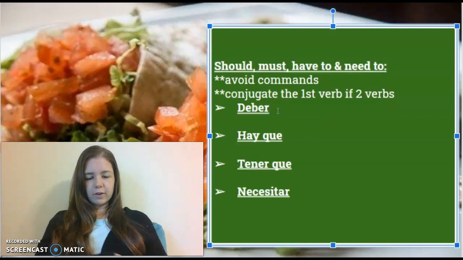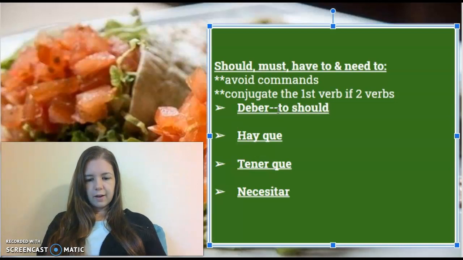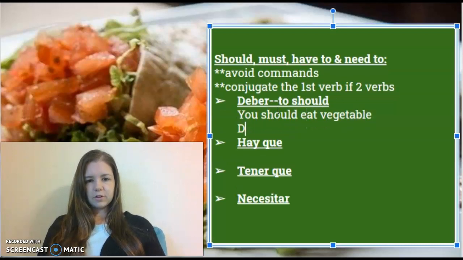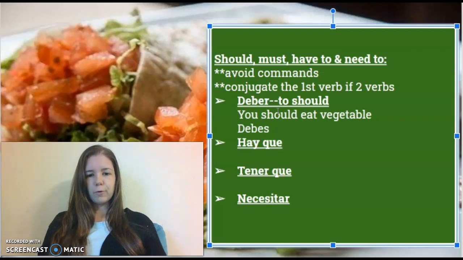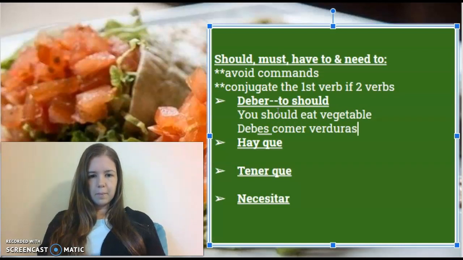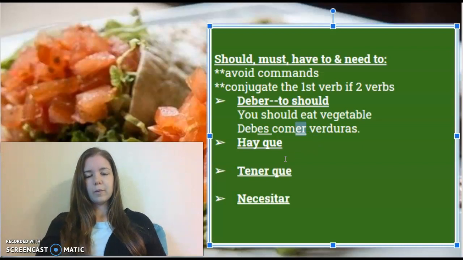When I use a word like deber, for instance, which means to should, and I want to say you should eat vegetables, I'm going to have to conjugate deber into my tú form, which is going to be debes, because it's an er verb, so it ends in es. And then I do not conjugate my other verb, comer. It's just going to end in the infinitive form. The infinitive form is when it ends in ar, er, or ir, and is not conjugated.